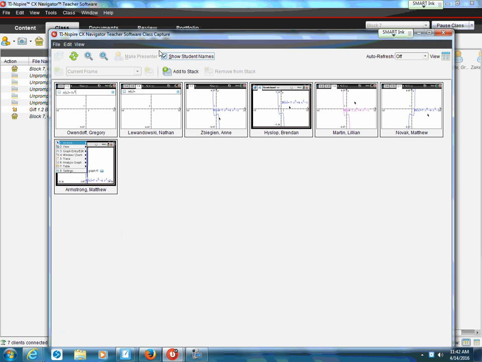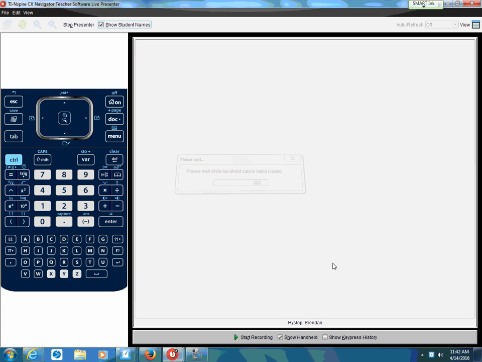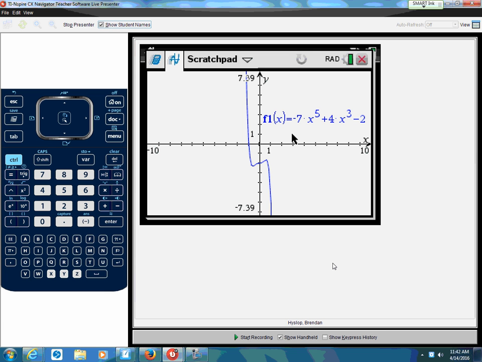All right, and let's see. Brendan, you've got this graphed. What are we noticing? There's 1 negative real zero, and how many positive real zeros? None. All right, so Descartes' rule of signs seems to work with this.